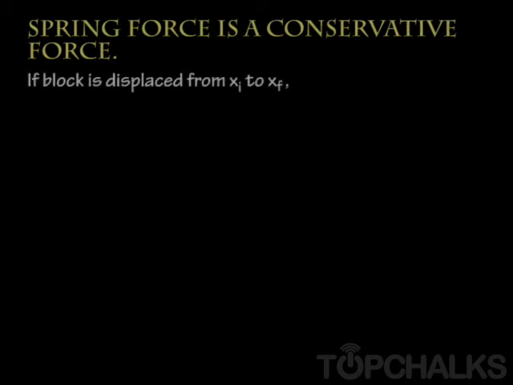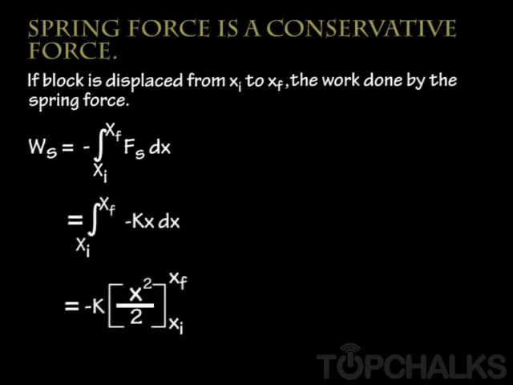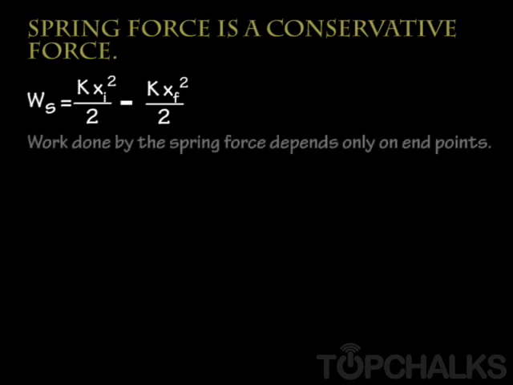If the block attached to the spring is moved from initial displacement xi to final displacement xf, then the work done by the spring force is the integral of F dx, limits of integration xi to xf, and the spring force is minus kx, right? Minus k constant, and integration of x dx is x square by 2, and limits are written on the right side of the bracket. Now substituting the limits, we have kxi square divided by 2 minus kxf square divided by 2, right? Now it is clear that the work done by the spring force depends only on end points.